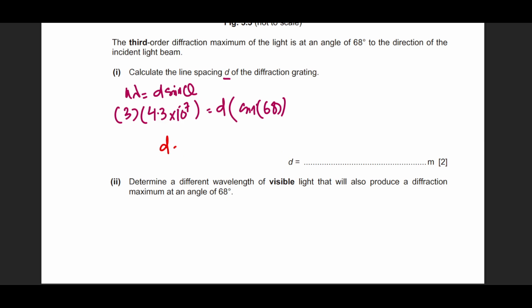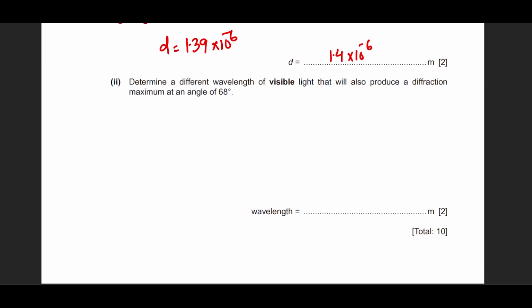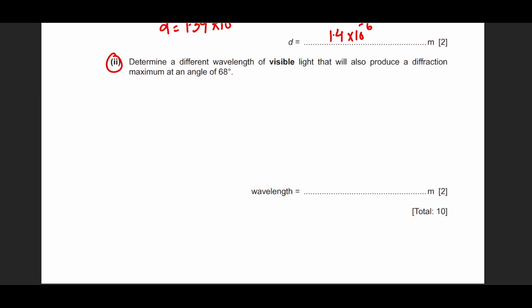So d in these calculations comes out as, please perform the algebra correctly, 1.39 into 10 raised to the power minus 6, which will become 1.4 into 10 raised to the power minus 6. Then we have to determine a different wavelength of visible light that also produces the same maximum. Now, this is a tricky question, right? So it will take a bit of understanding, a bit of back and forth arguing with yourself, to discuss how it's going to go.